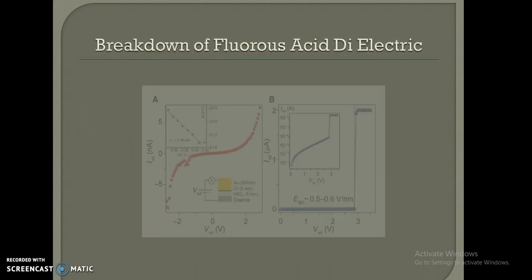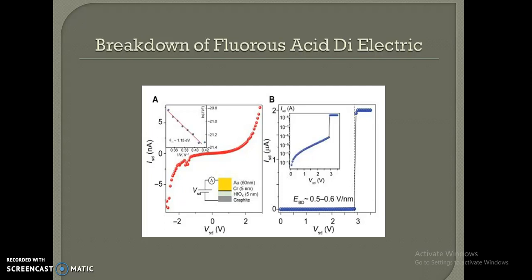This diagram shows the breakdown of the hafnium oxide dielectric. As you can see in the image, E shows the drain current from source to drain against the voltage from source to drain, and the characteristics of a 5 nanometer graphite hafnium oxide. On the top left is the Fowler-Nordheim tunneling model. The bottom right, image B, shows the source to drain current and voltage for the extended voltage range, showing the breakdown field of the dielectric.